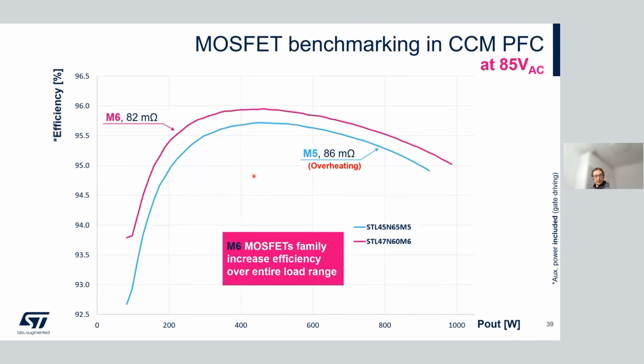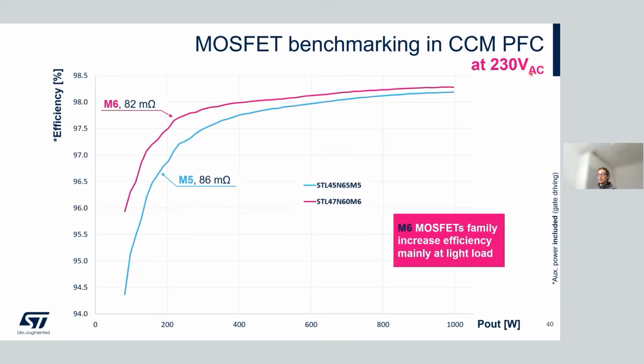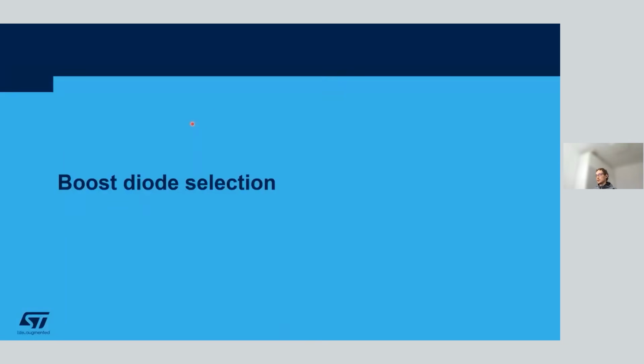But I would like to share this result with you, because you can see for the complete load range, we have a better result by almost 0.2 or 0.3%, which is quite a lot, at 85%. And also at the high input voltage, the influence of the M6 in this topology is really high. So the efficiency is improved.